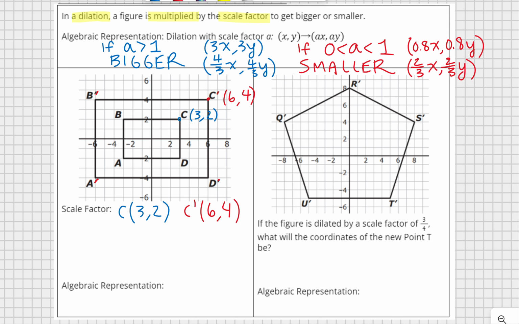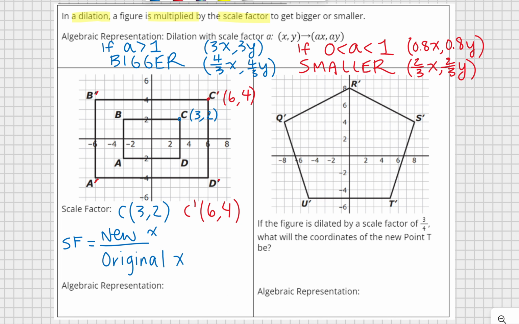And to find the scale factor, I'm going to label it SF for short, I'm going to do the new divided by the original. And I can use the x values or the y values. So in this example, I'll use the x values. So I want my new x value divided by my original x value.